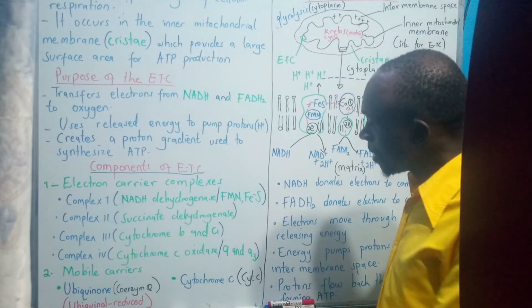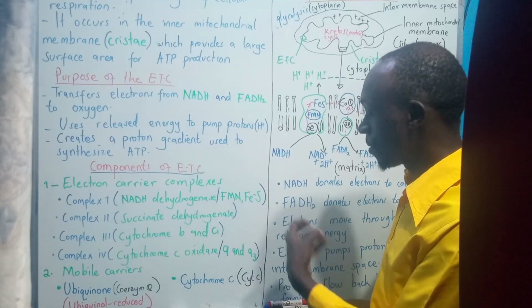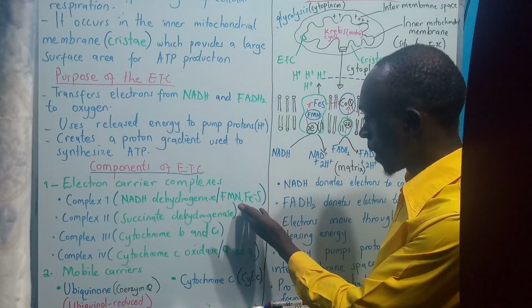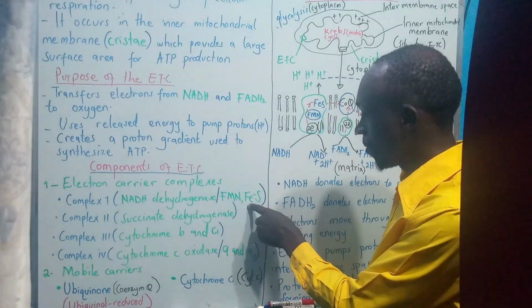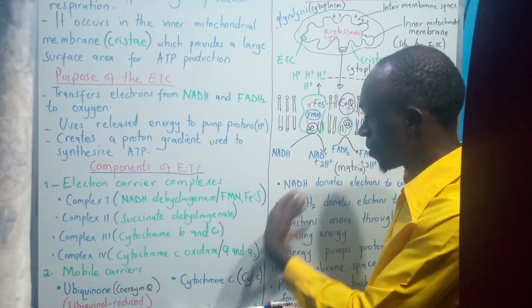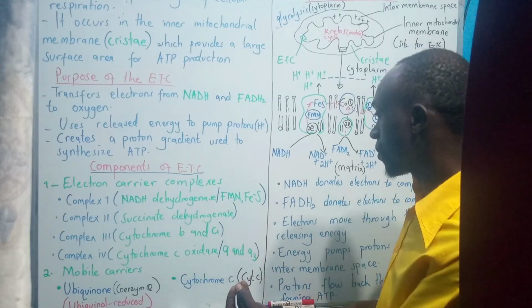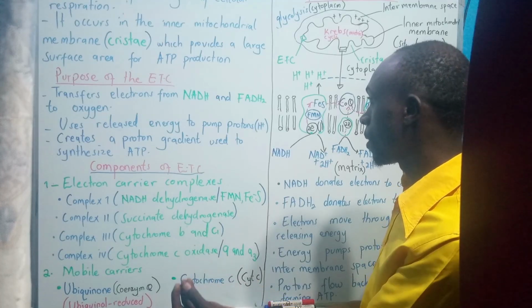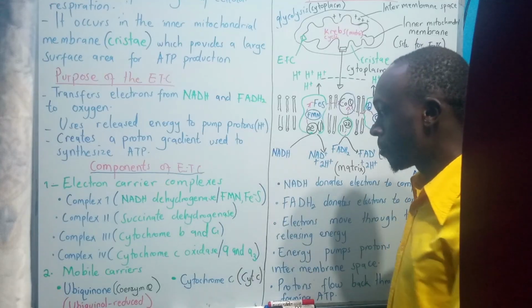So Flavin Mononucleotide is going to be receiving electrons and then carrying them to the next component. Then FeS, iron sulfur containing proteins. These ones are also going to be carrying an electron which has been donated by the reduced NADH, and then they're going to be transferring them to the next component.